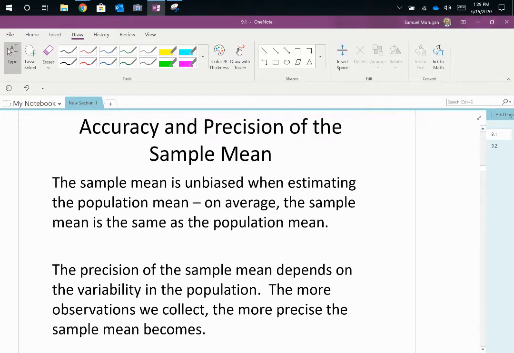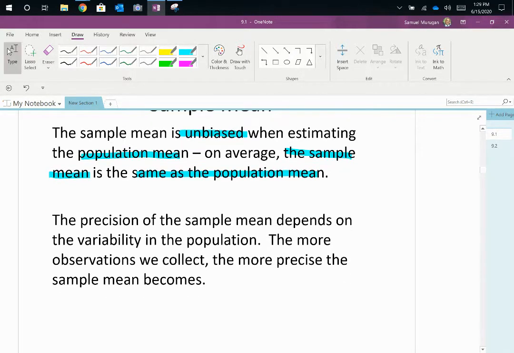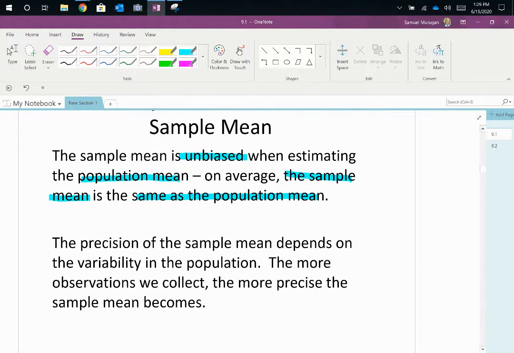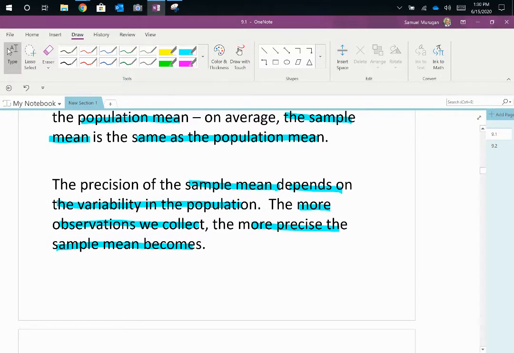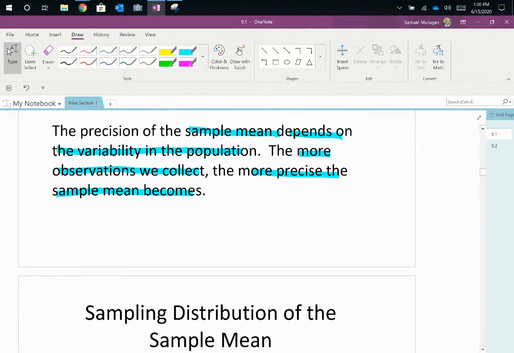The accuracy and the precision of the sample mean. The sample mean is unbiased when estimating the population mean. On average, the sample mean is the same as the population mean. Now, the precision of the sample mean depends on the variability in the population. The more observations we collect, the more precise the sample mean becomes. So the number of observations is directly proportional to the precision of the sample mean.